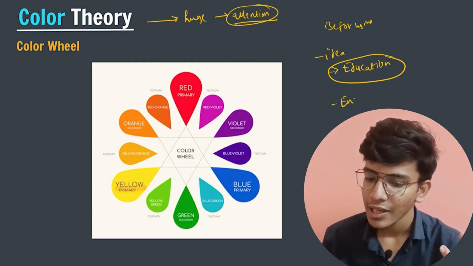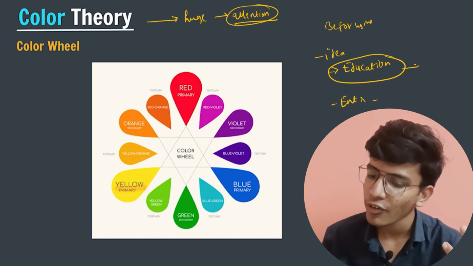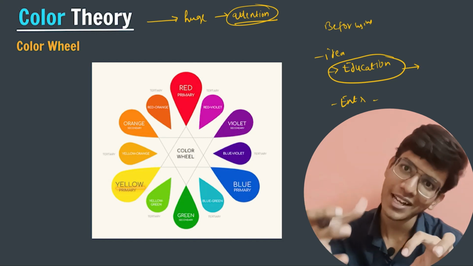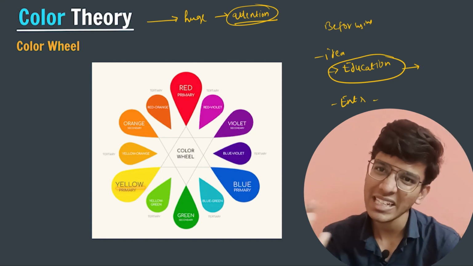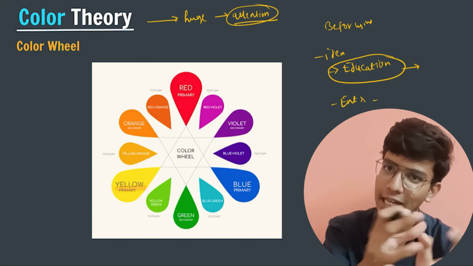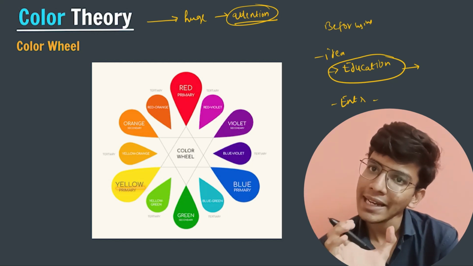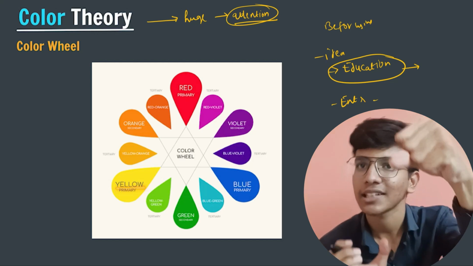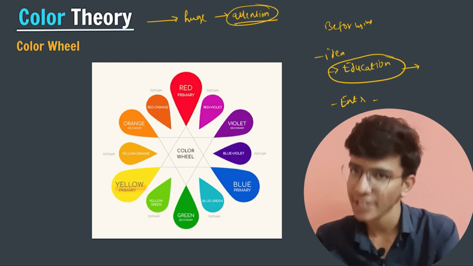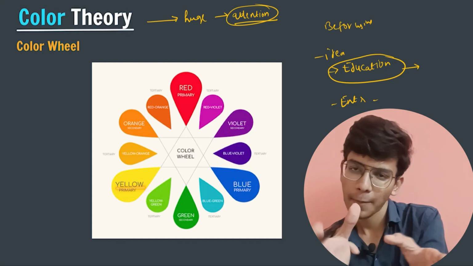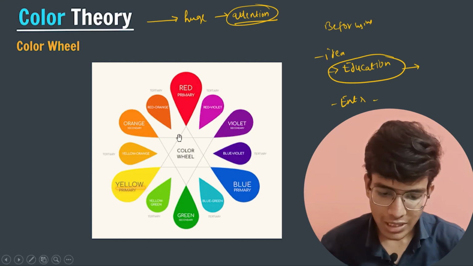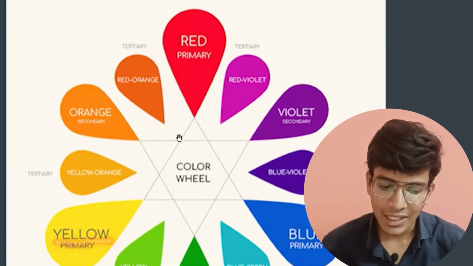For entertainment, I should use different colors. For education, I should use different colors. I cannot use the same shiny, high intensity colors for an educational platform, right? Are you getting me? So based on the idea, you should choose your colors. We will talk about how colors affect a person's psychology and how particular colors give the feeling of a particular thing. Okay, so before that, there are some fundamental colors in nature.